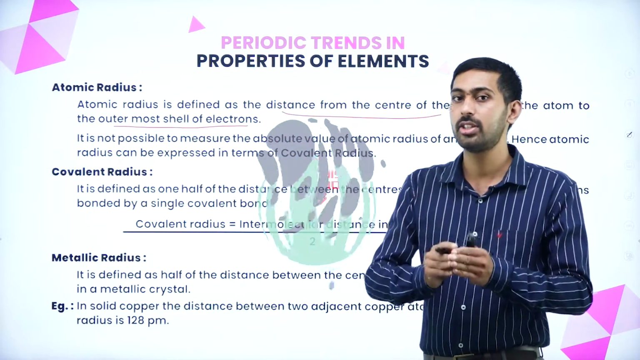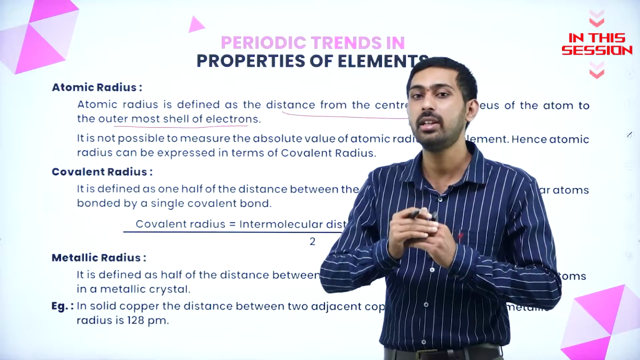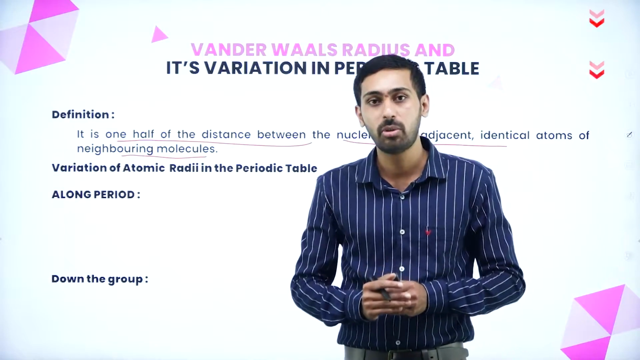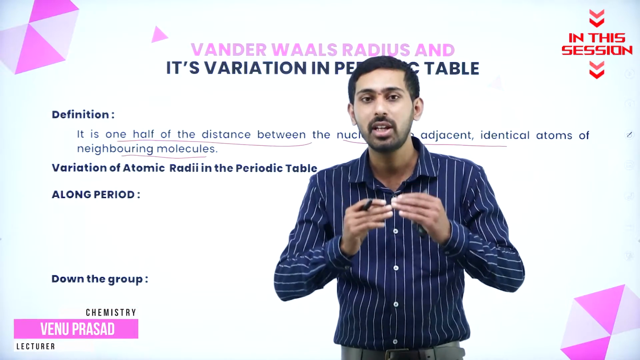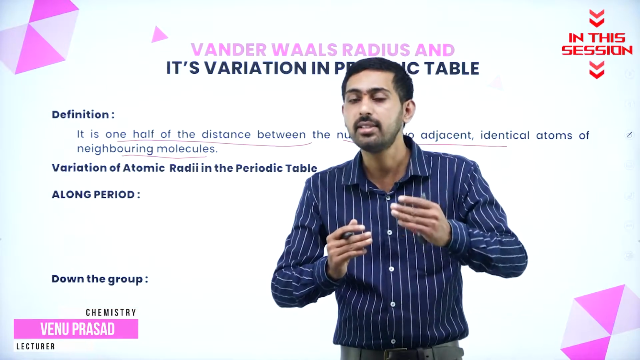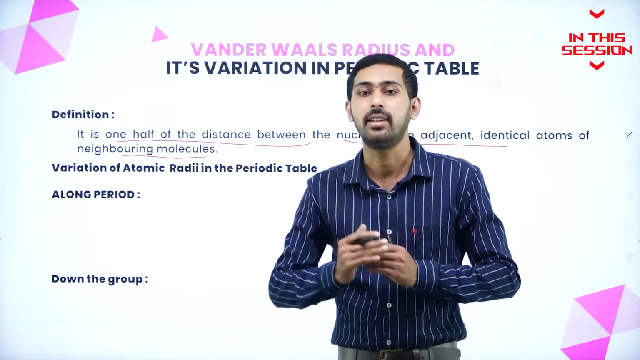The distance from the nucleus to the outermost shell of the electron is considered the atomic radius. Along the group, electrons are added to different shells. When electrons are added to different shells, and the atomic number also increases, the van der Waals radius also increases.